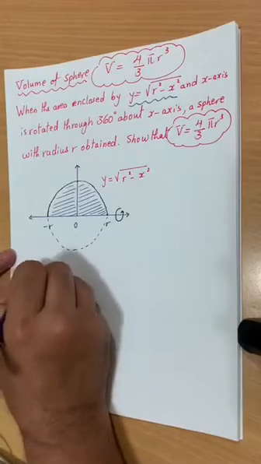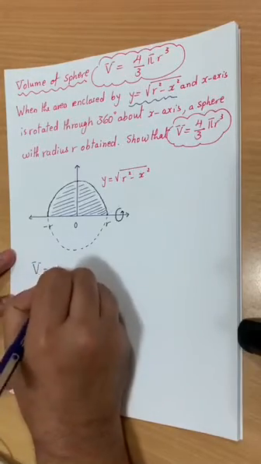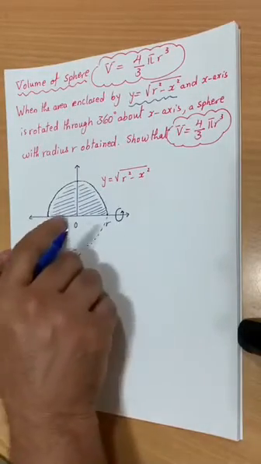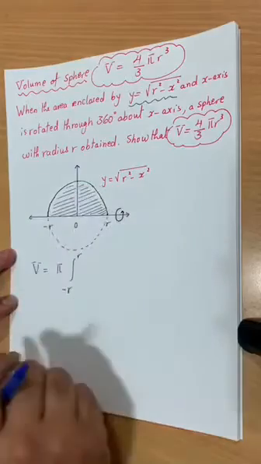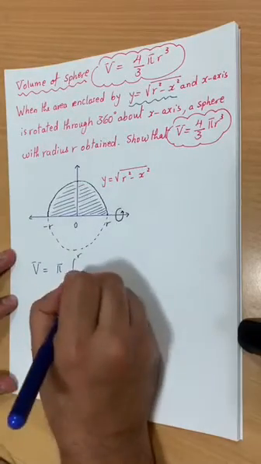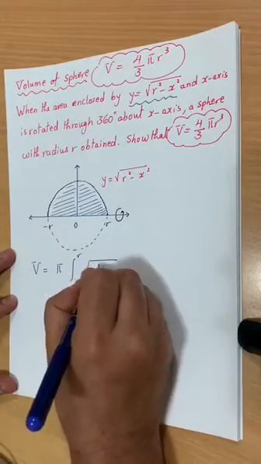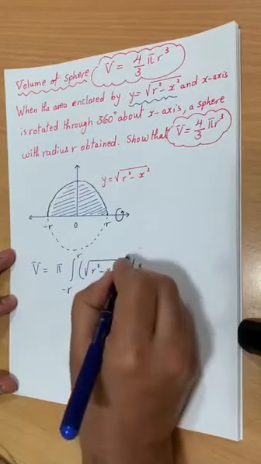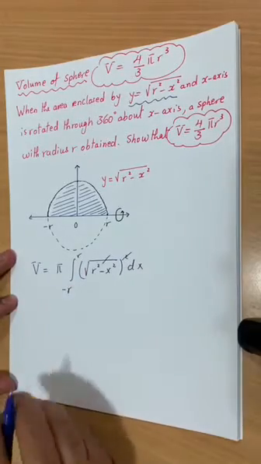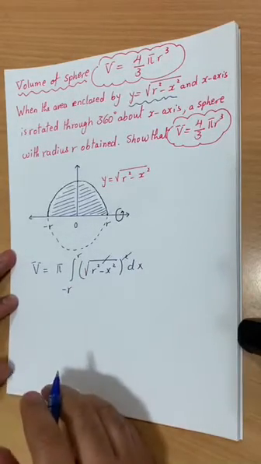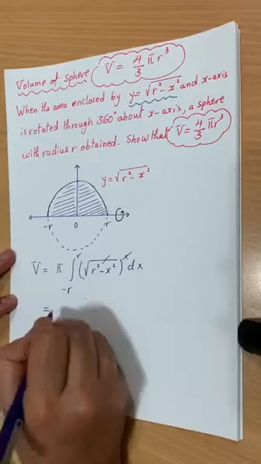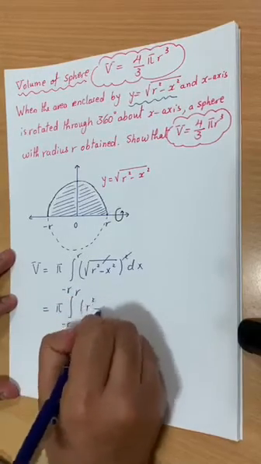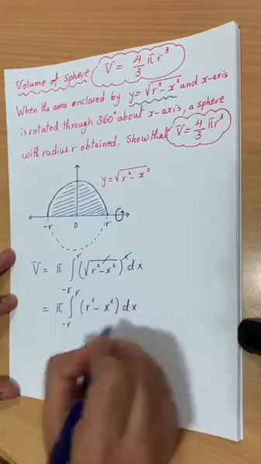So volume, limits of the integration, pi, you keep the pi outside, from negative r to r. See, these are the limits, negative r to r, related to the shaded area. Then the square root of r squared minus x squared all to the power of 2 with respect to x. Squared cancels the square root. When you raise the square root to the power of 2, they cancel each other. Then you have pi integral from negative r to r of r squared minus x squared dx.